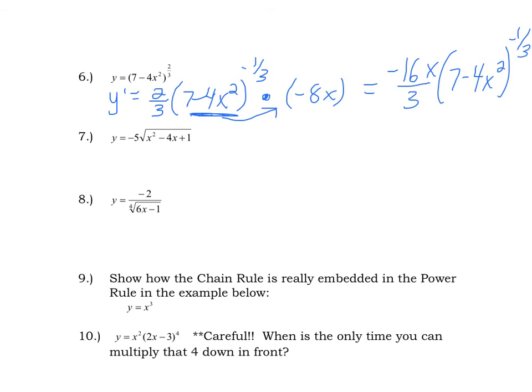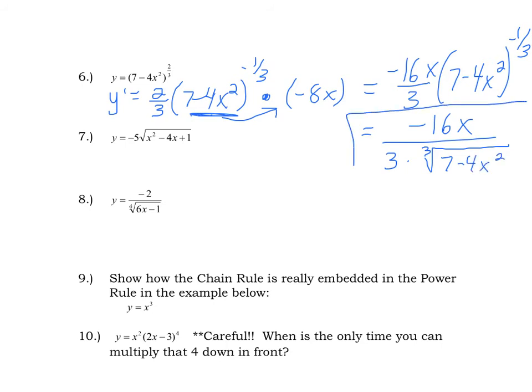Okay, you may actually see it written like this: negative 16x all over 3 times... Now I could turn this into a cube root of 7 minus 4x squared and put it in the denominator. Again, if this is an AP multiple choice question, odds are that's how you're going to see it left. Okay, remember, a 1/3 power is really a cube root. Let's look at a couple more examples here.